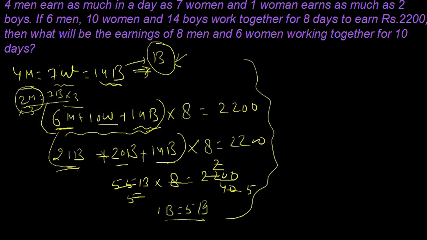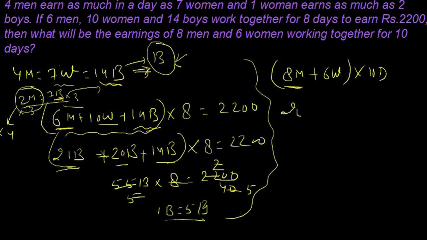Next, what do we have to find out? We have to find out the salary, or what is earned by 8 men and 6 women in 10 days. Okay, men in terms of boys: 2 men equals 7 boys. So 8 men multiplied by 4, so 7 is also multiplied by 4, so it should be 28 boys.